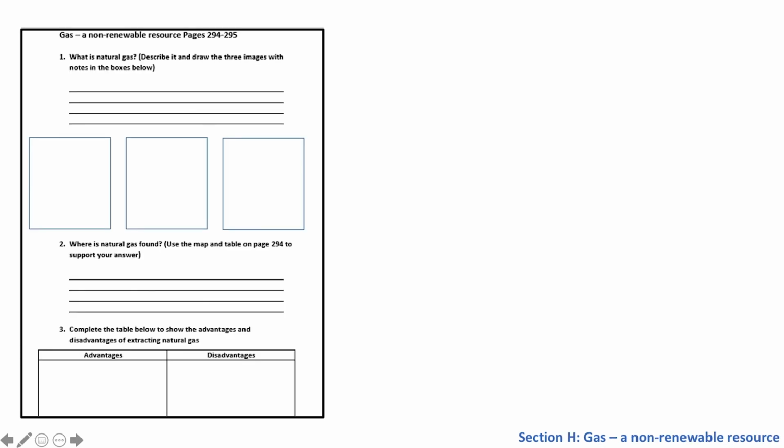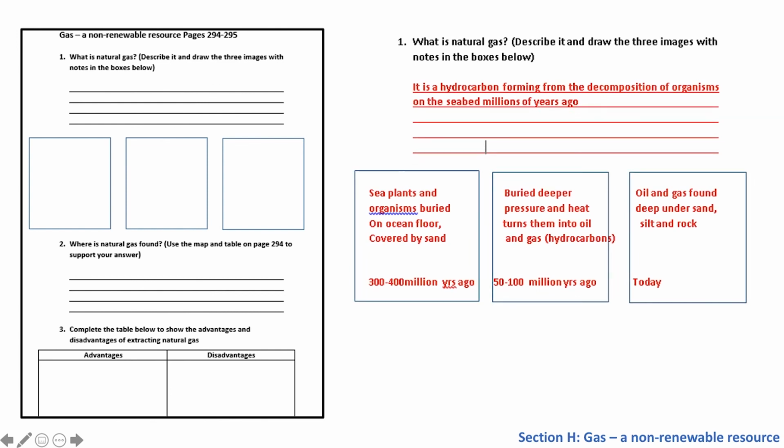We are now on pages 294 to 295 of the workbook, and we are being asked to think about what is natural gas. You are being asked to describe it and draw the 3 images with notes in the boxes below. So it says here, what is natural gas? And it says it's a hydrocarbon forming from the decomposition of organisms on the seabed millions of years ago.